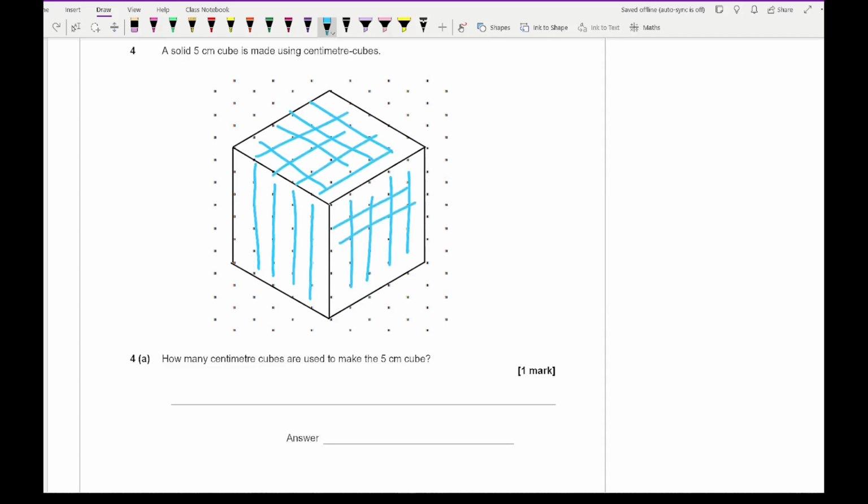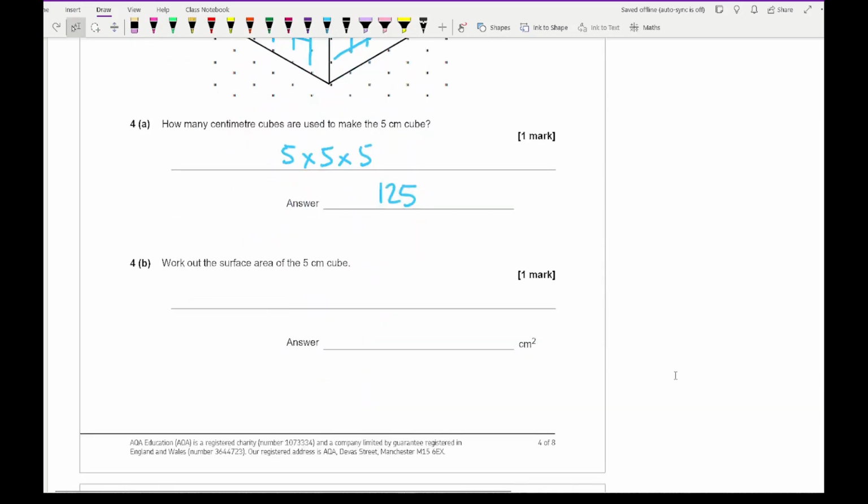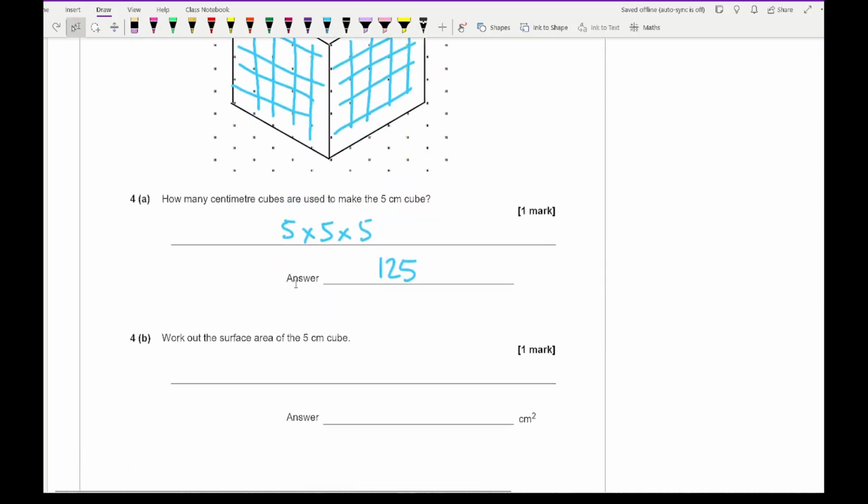So you should have something that looks like this, but definitely a lot neater than what I'm doing. And what you should have is basically 5 times 5 times 5, which gives me an answer of 125. Now moving on to 5b, it says work out the surface area of the 5 centimeter cube.